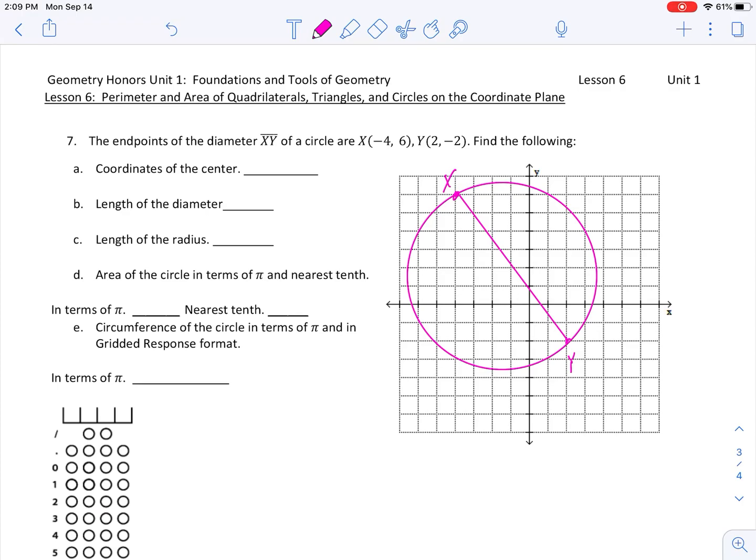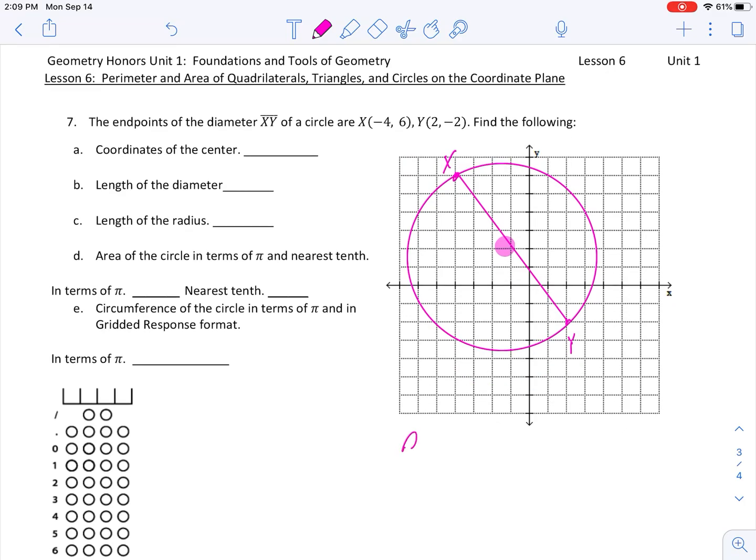Negative 4, 6, and (2, -2). So the center of the circle, we can kind of guesstimate, it's going to be roughly right about there. But I don't honestly want to guesstimate, and plus my picture is not stellar. So how can I find the coordinates of that center then? Well, we've seen this before. That is our midpoint formula now being put into action. So let's do the midpoint formula: average of the x's, comma, average of the y's.